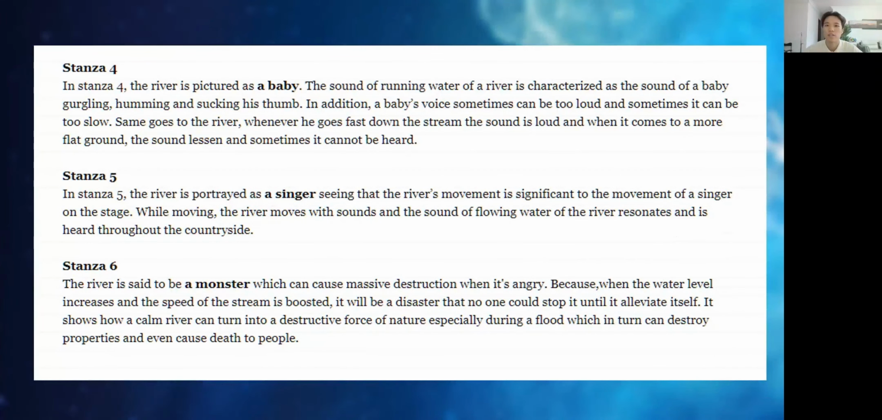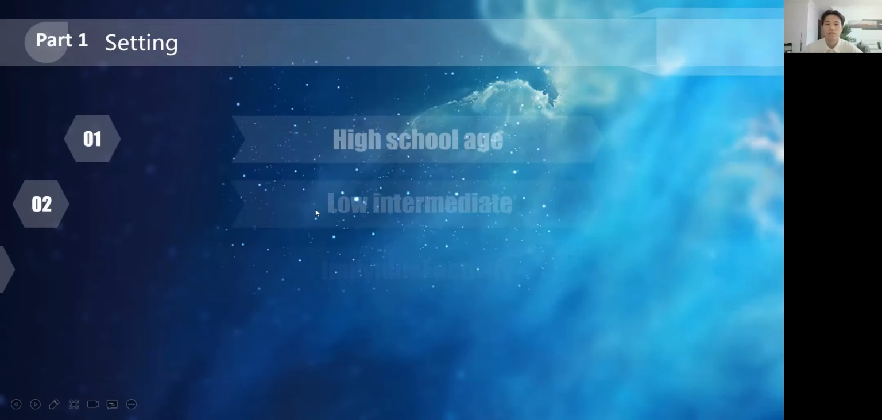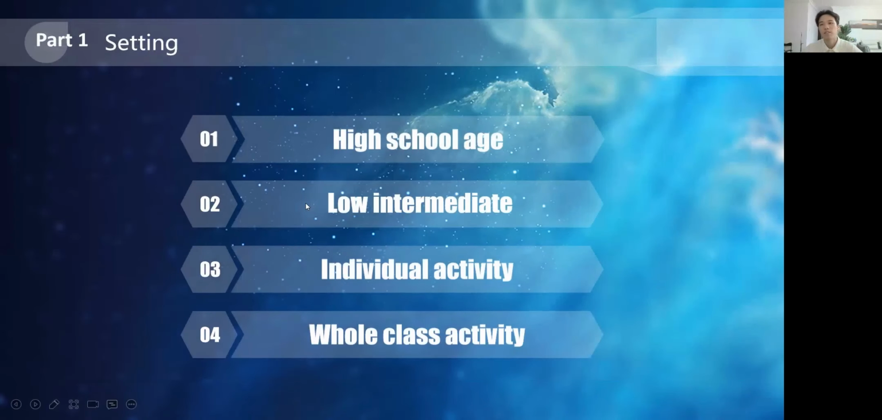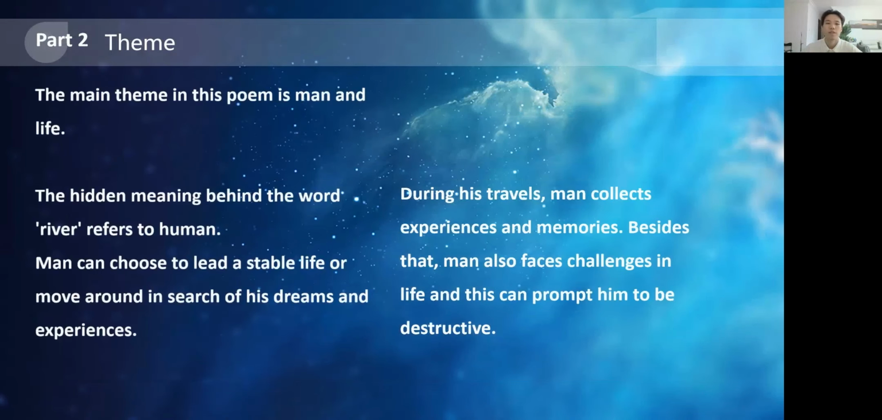But also, this theme has a hidden meaning behind the word river, which refers to the human, because a human can choose to lead a stable life or move around in search of his dreams and experience. And during his travels, man collects experiences and memories. Besides that, man also faces challenges in life, and this can prompt him to be destructive.